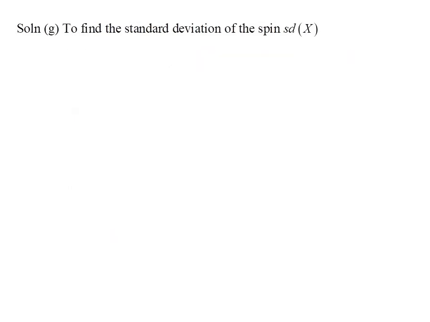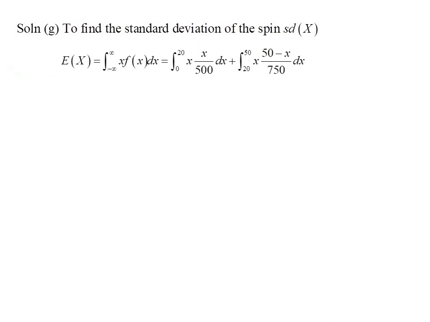Part G of this question is to find the standard deviation of the spin. Since the expected value E of x equals the integral from 0 to 20 of x times x over 500 dx plus the integral from 20 to 50 of x times (50 minus x) over 750 dx, which equals 70 over 3 after being simplified and calculated.